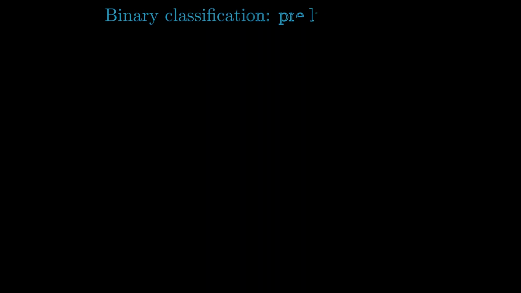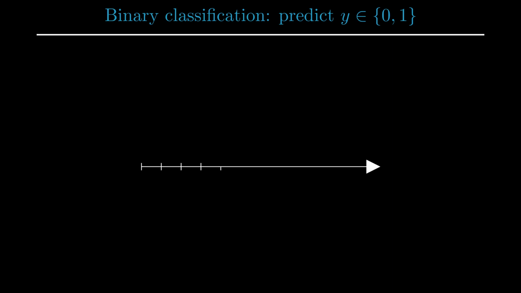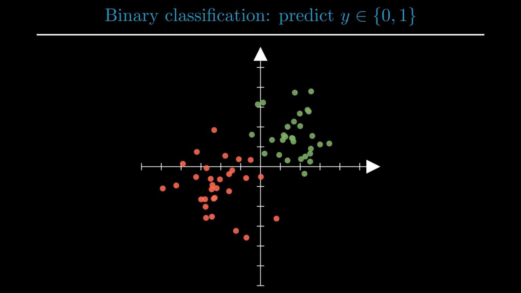Let's start with the basic problem setup. Each point here is a data example, and the color shows its class. Our task is to predict a binary label, 0 or 1. You can see that the two classes tend to cluster in different regions. When a straight line can separate them, logistic regression is a natural model to use.